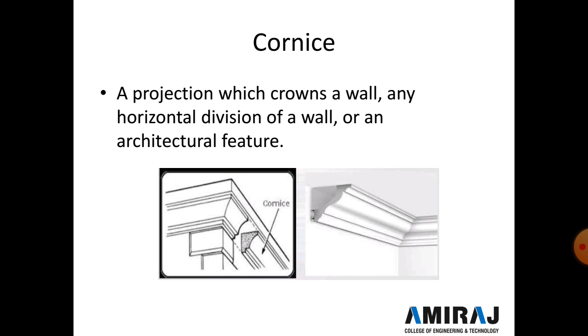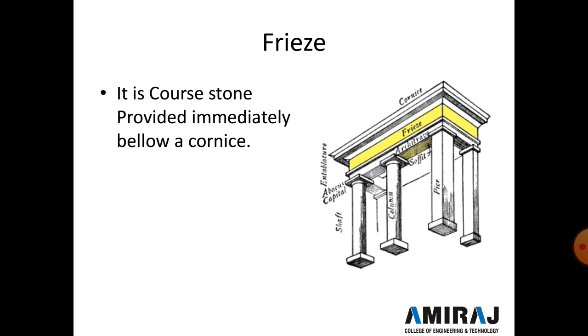Any horizontal division of a wall or an architectural feature is known as a cornice. Cornice is generally in a designed shape and is also used for attractive purposes. Next is a frieze. It is the coarse stone provided immediately below the cornice, known as a frieze. See this figure: the yellow colour highlighted is the frieze. Frieze is generally provided below the cornice.